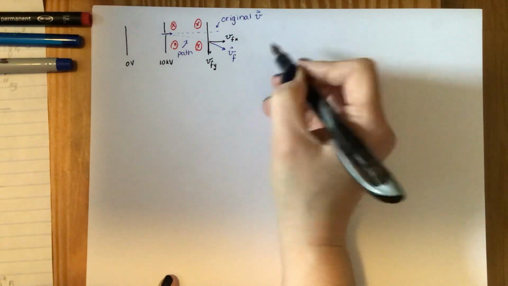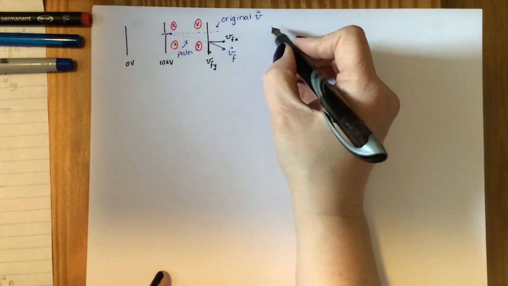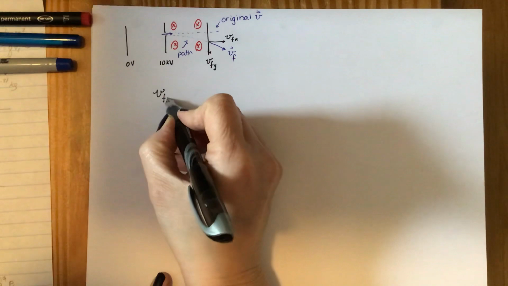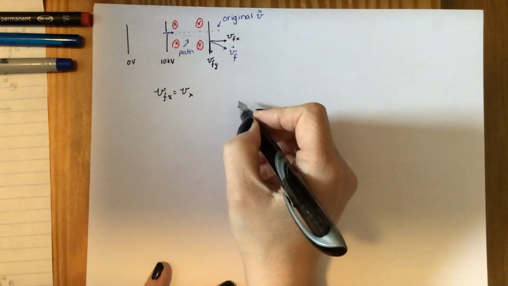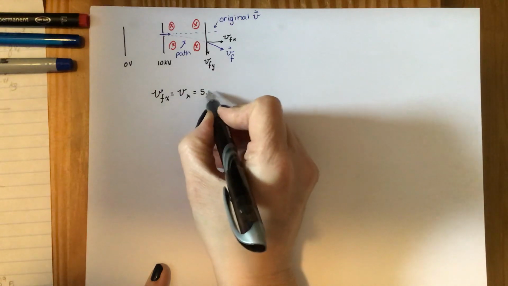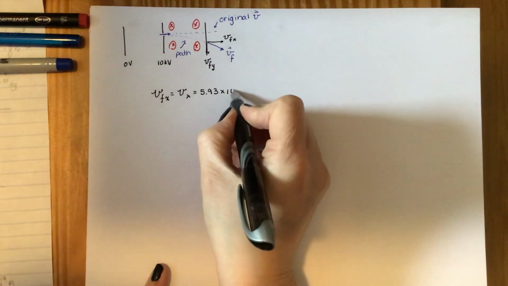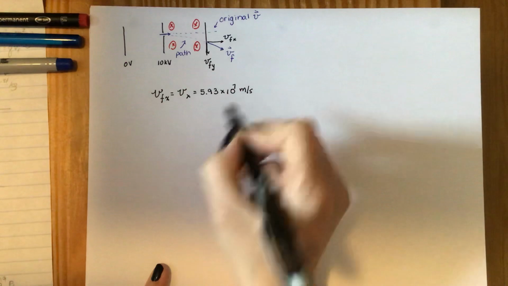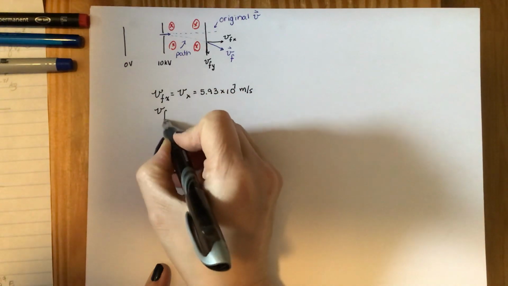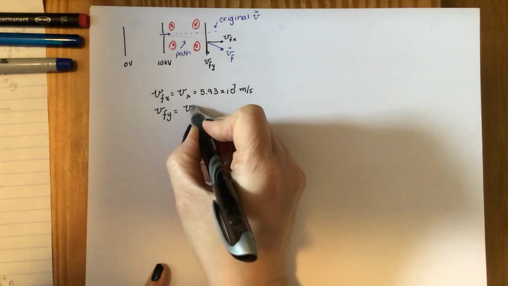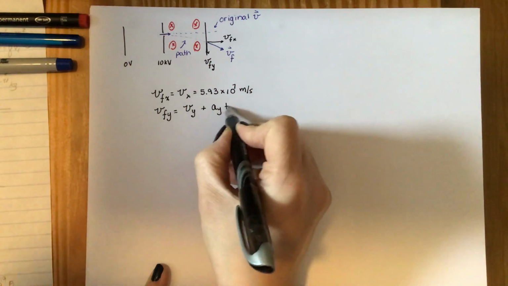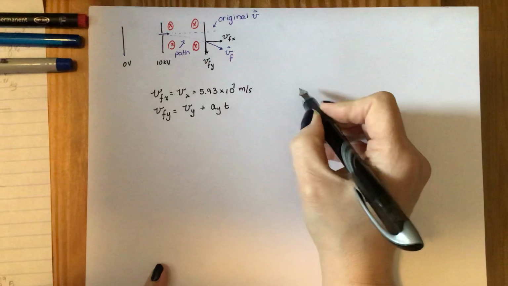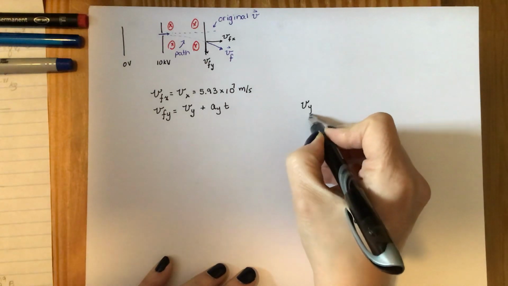So V final x equals Vx, which is what it was when it started. That was our 5.93 times 10 to the 7 meters per second. V final y equals V initial in the y plus the acceleration in the y times time. Okay, so let's see what these terms are. V initial y equals 0. Initially it didn't have any y component.